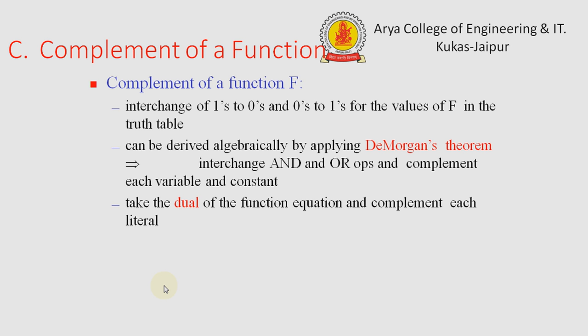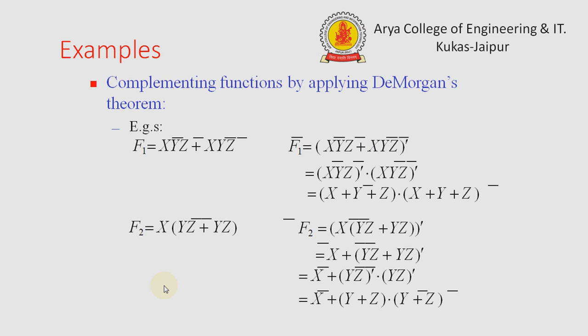Again, the complement of a function f, which we know as f complement, is the interchange of ones to 0 and zeros to ones for the values of f in the truth table, and it can be derived algebraically by applying De Morgan's theorem. And De Morgan's theorem states: interchange AND and OR operations and complement each variable and constant, or take the dual of the function equation and complement each literal. So here is the example.